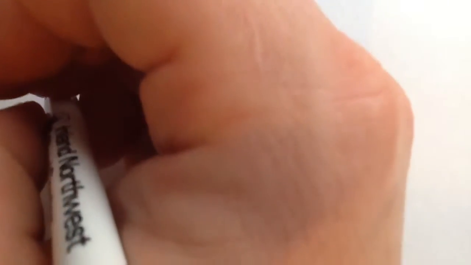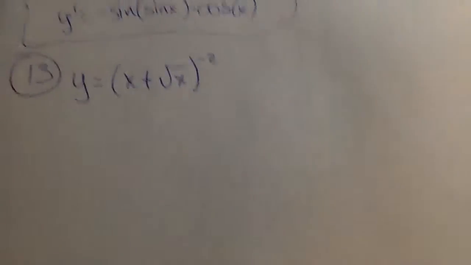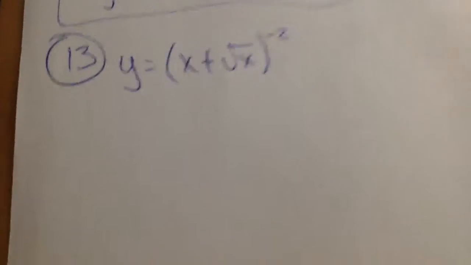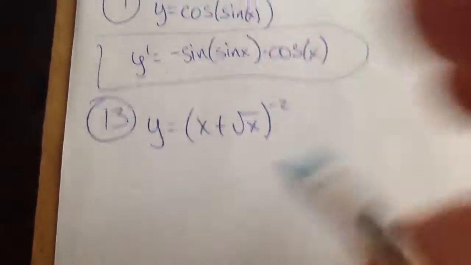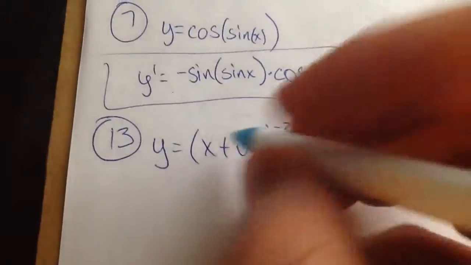13, where is it? Y equals, got that. Okay, so you could do 1 over that squared and do quotient rule, but this is actually less work with the negative power, so hopefully you just left it like that.